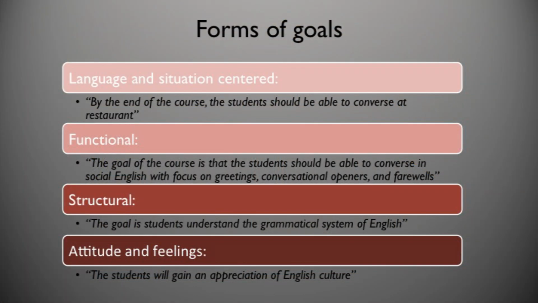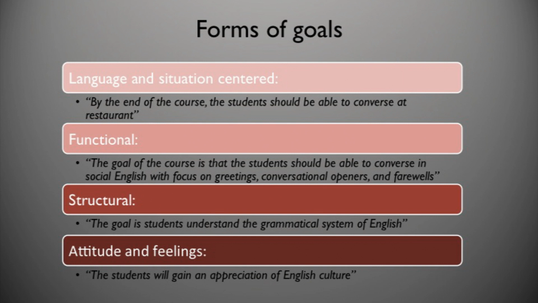There are so many forms of goals. For example, language and situation-centered, functional goals, structural goals, attitude and feelings goal. Language and situation-centered, for example, by the end of the course, the students should be able to converse at restaurant. So from this example, we can see the language and situation. An example of functional goals is, the goal of the course is that the students should be able to converse in social English with focus on greetings, conversational openers, and farewells.